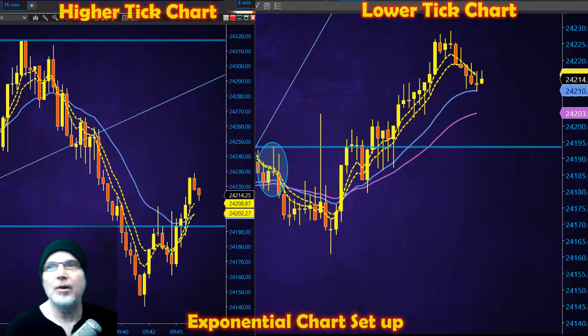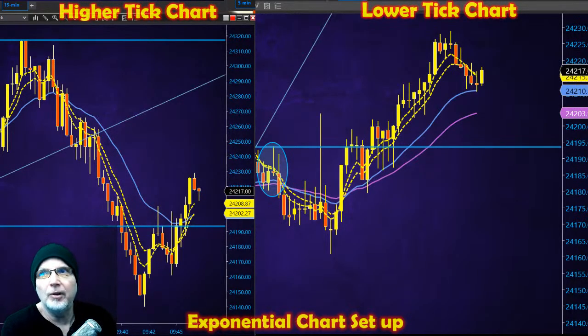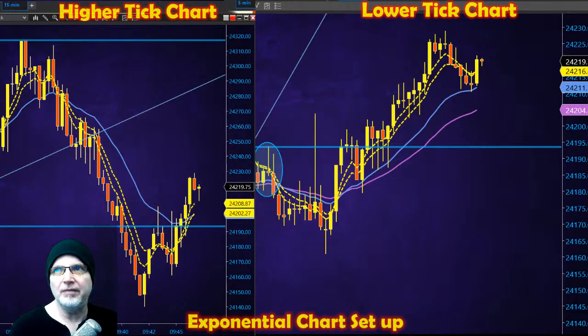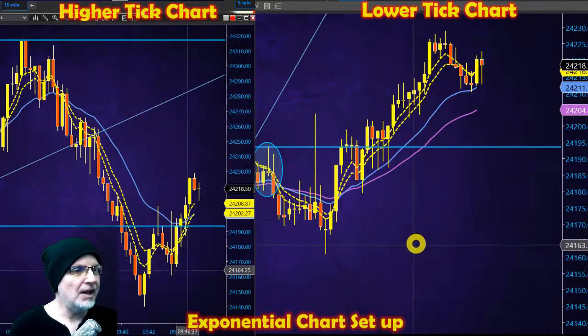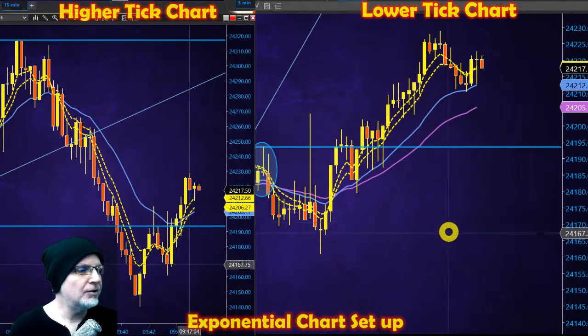Now, these two have crossed to the upside, though. If the lower one crosses over, I'm looking for a trend line break, because the higher tick chart would be valid to the downside still. This is crossed over, and it's pushing higher lows and higher highs to the upside. So I can't, in all good conscience, take a short on this now. I like at least the higher tick chart to still remain short.